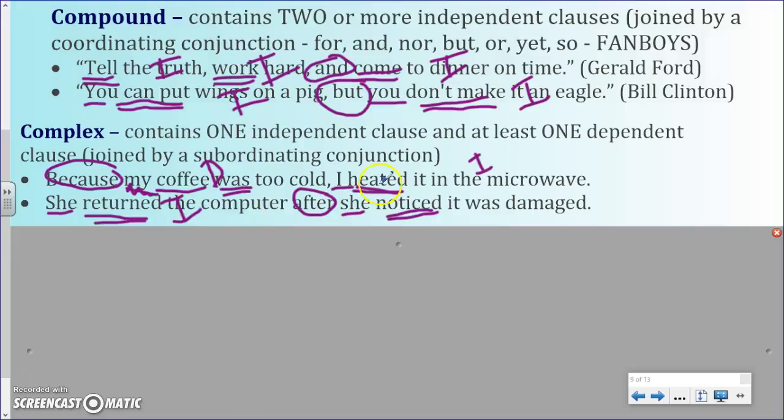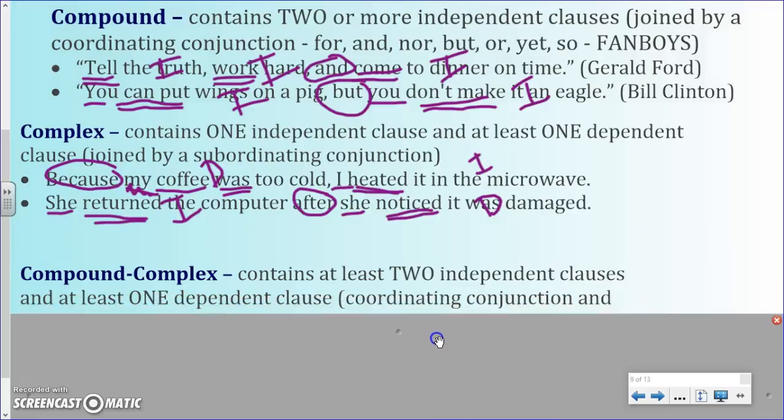We know she returned it. But after she noticed it was damaged needs more information. It's a fragment on its own. So we would label it as a dependent clause. So one independent, one dependent smushed together using a subordinating conjunction of after makes a complex sentence.